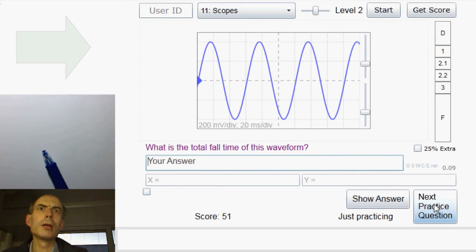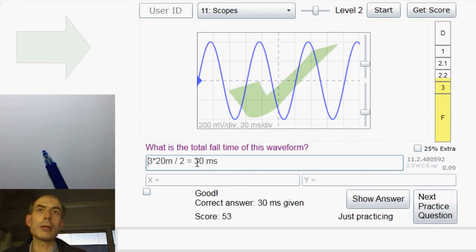Next. Total fall time of this waveform. Well, that's the total fall time, not the 10 to 90% or 20 to 80%. So the total fall time of a symmetrical waveform like this is just half the period. The period is 1, 2, 3 divisions. So that would be 3 times. We're currently on 20 milliseconds per division. The fall time must be half of that, so 30 milliseconds.